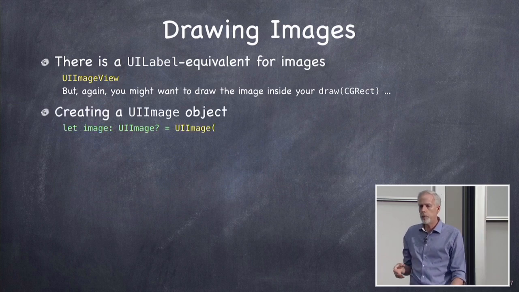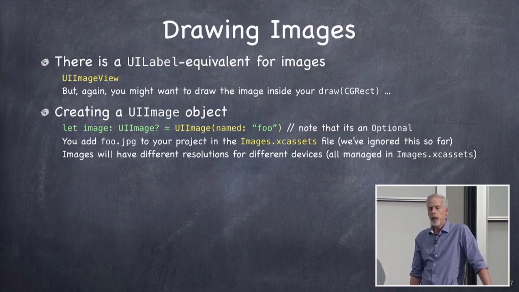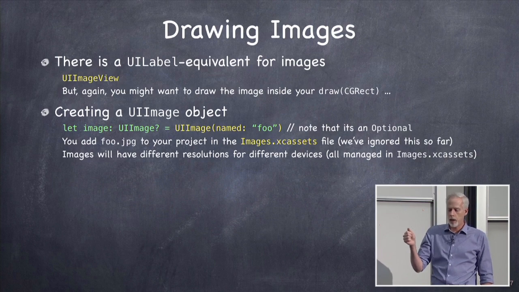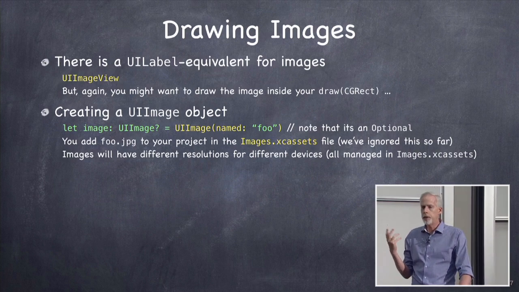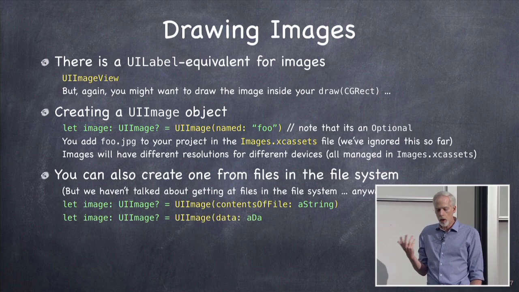But again, sometimes you want to be able to control that in your draw rect. And we do that with the UIImage object. I already showed you, when I was talking about failable initializers, how to create a UIImage. You just put it in your XCAssets file in Interface Builder, and then you say UIImage(named:), and it gets it by name. If it can't find it, it returns nil. So that's the number one way you're going to get an image into your app: put it in XCAssets. But there are other ways to do it.